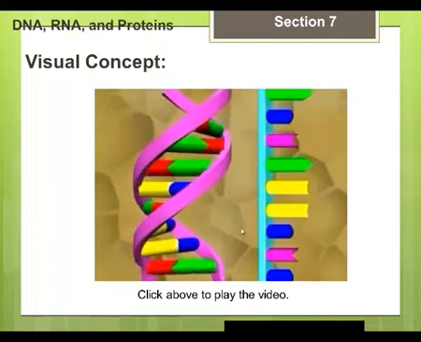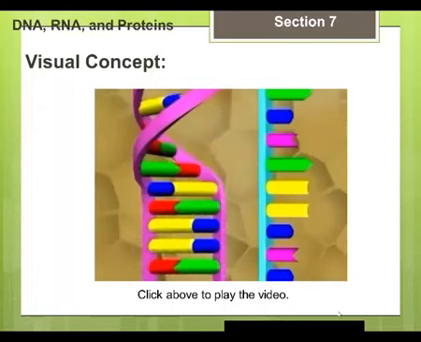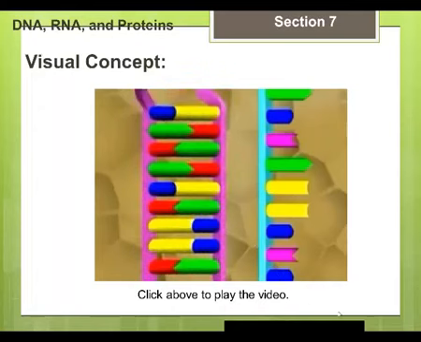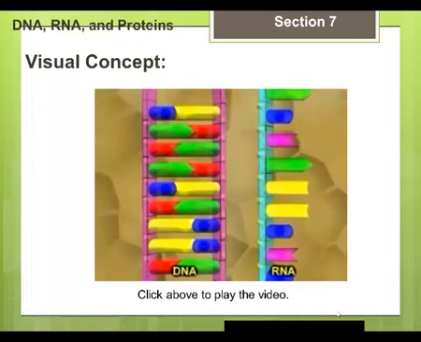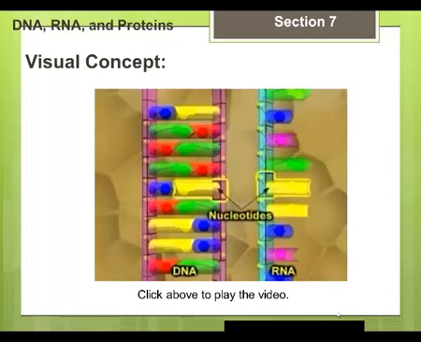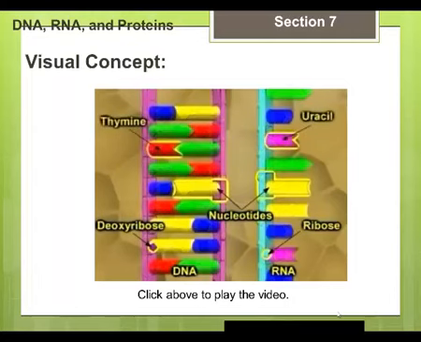The instructions in DNA are carried out with the help of RNA. Here you can see a DNA molecule and an RNA molecule. Notice that RNA differs from DNA in 3 ways. First, an RNA molecule has only 1 strand of nucleotides. Second, RNA contains ribose instead of deoxyribose. Third, RNA has a nitrogen base uracil instead of thymine.